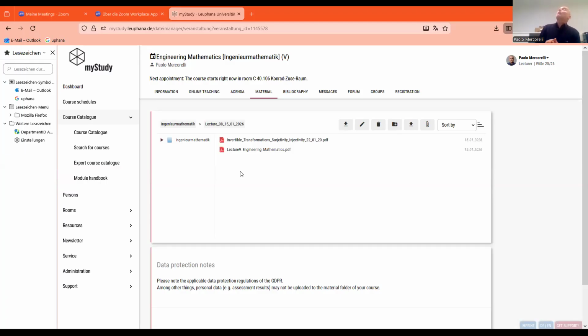Let me restart quickly from the definition of injectivity. You remember, during the last lecture, I applied this theorem to judge the injectivity of a system, or in this case, we are speaking about a transformation.